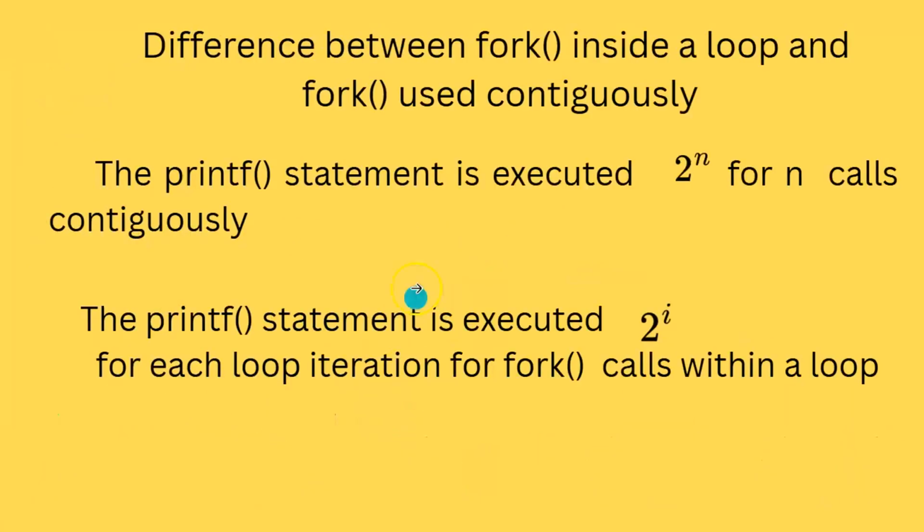Next, the difference between fork inside a loop and fork used contiguously. The printf statement is executed 2 to the power of n times for n calls contiguously. That is what we have just now discussed in the previous problem. And the printf statement will be executed 2 to the power of 5 for each loop iteration for fork system calls within a loop. This concept we have discussed in the Part 2 lecture session or video on the fork system call.